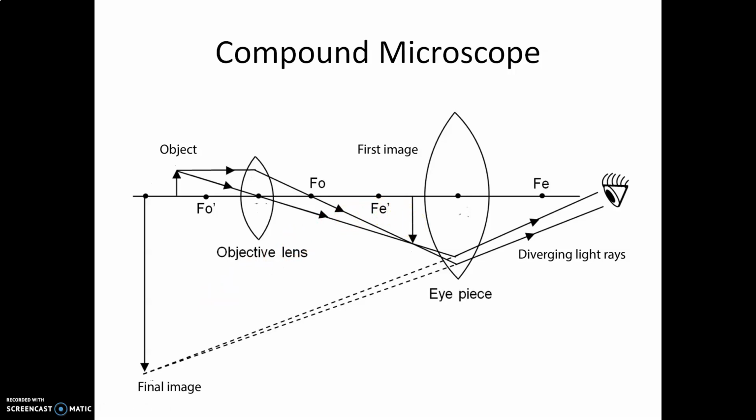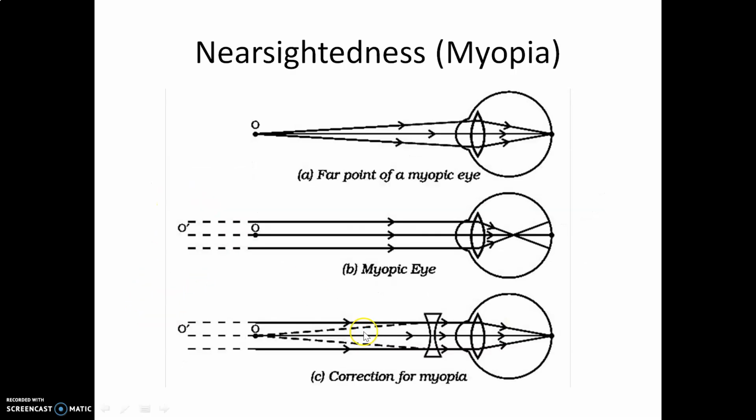Once again, the image for the first lens becomes the object for the second lens. And then we can calculate overall the magnification of this compound microscope, for example, by comparing the size here of the final image to that of the object.